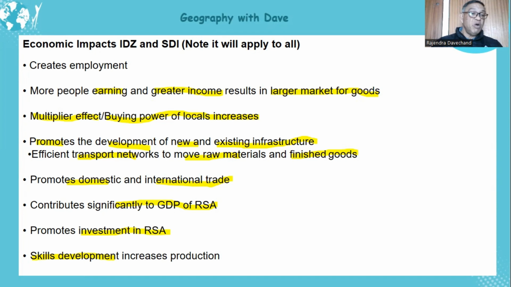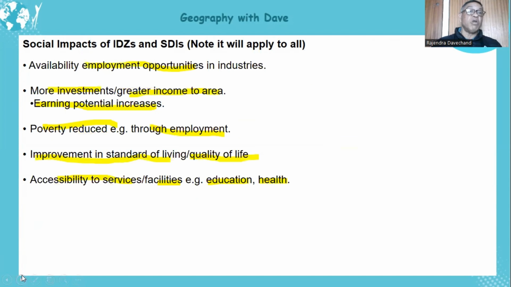Okay, and even if you go to some of the social factors, and I'm not going to go through all of them again because I've discussed them under the IDZ: availability of employment opportunities in ecotourism, all right, more investment, greater income to the area, earning potential increases as you would need more skills, etc. So all these things would be the same. Poverty will be reduced. It'll improve people's standard of living.